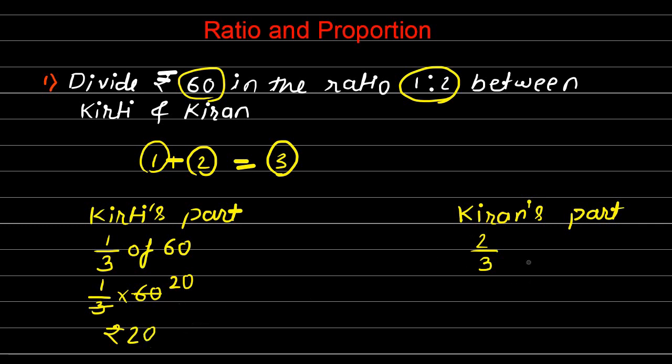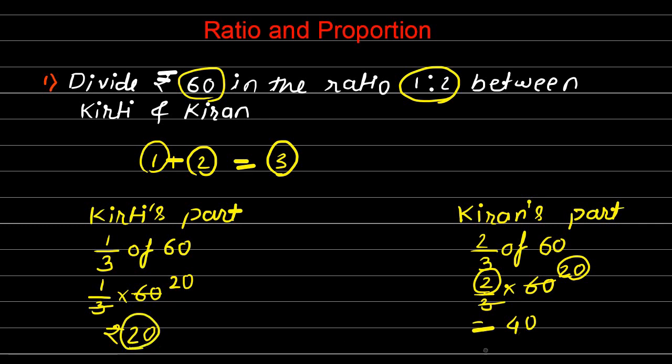Let's see Kiran's part now. So when we say 2/3 of 60, then we need to make it like 2/3 times 60. Simplify it again. 3. 20 times 3 is 60. Now here we have 2 times 20, that is 40. So Kiran's share out of 60 is 40. You can see Kirti's share is 20 plus Kiran's share is 40, that makes it 60. So this is how you are supposed to complete such kind of questions.